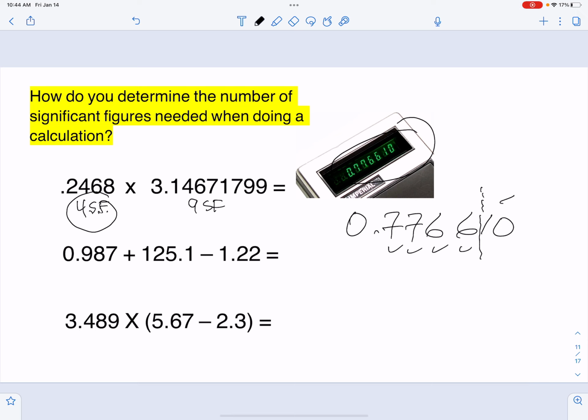This number is less than 5. So we're just going to cut it and not do anything to the remaining number. So if the number that you drop is less than 5, do not do anything to the resulting number. What about the last one?